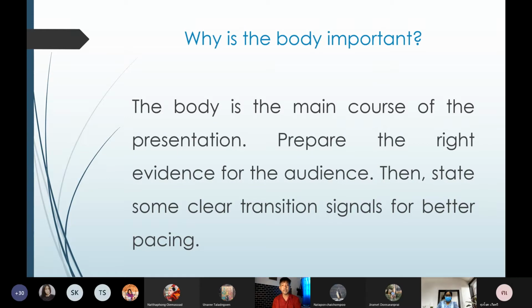Prepare the right evidence for the audience. So you have to prepare and discuss and explain the main points of your presentation. Then state some clear transition signals for better pacing. For better pacing meaning so that they know where you are in your presentation. That is the function, or that is the purpose why we use transition signals later. Okay, so now let's move on to the next slide.